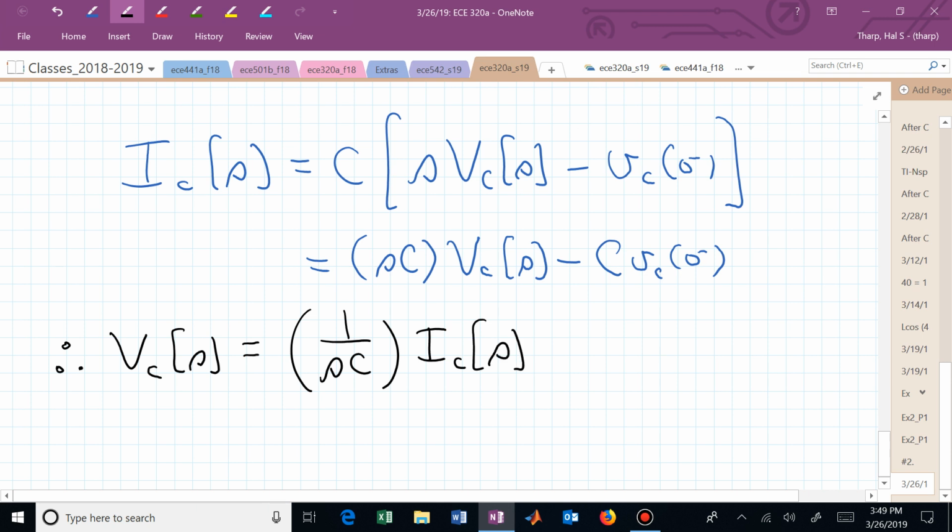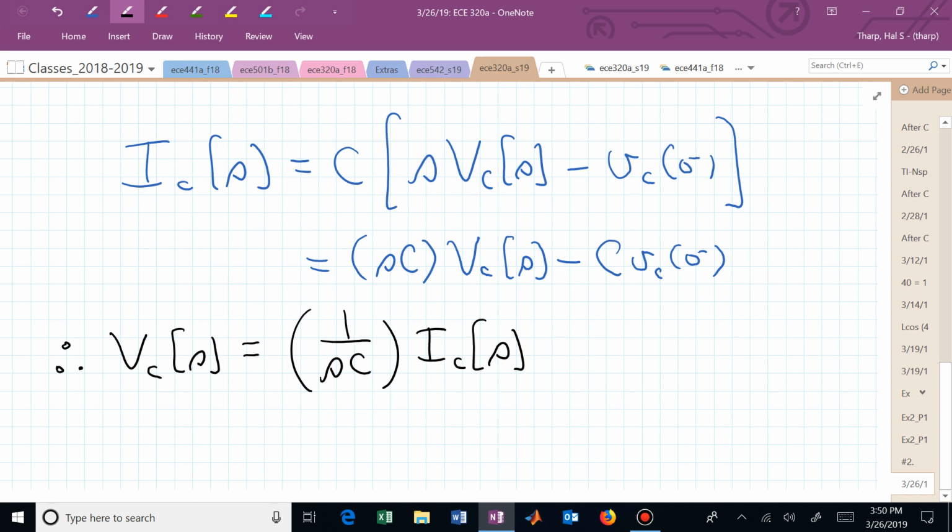Are we comfortable with where that came from? Divide everything by sC, and hopefully you can see that V sub C is now by itself, if we deal with the initial condition later, but we have 1 over sC scaling I sub C of s. And if you think of V equals Ri, or Ohm's law, this is a generalization of that. This is V equals Zi, where the impedance of the capacitor is 1 over sC. You could say that's Ohm's law. V is equal to Zi, where Z is Z sub C, and that's 1 over sC.